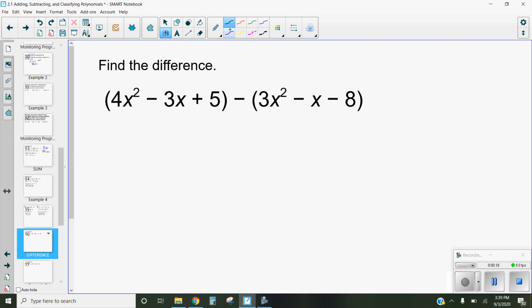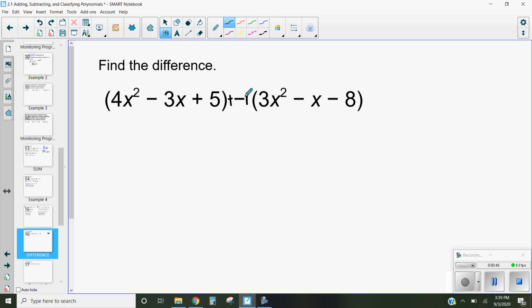Now, the way we want to do that is, before, when we were adding them, we could just get rid of those parentheses. That's because really when we add something, we're multiplying it by a positive 1, and that positive 1 makes it the same number. But when we subtract, it's like I'm adding something where I'm multiplying it all by a negative 1.